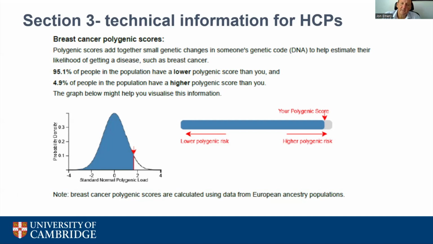It's important to note that the current polygenic scores are calculated on data from European ancestry populations, but this is currently being updated by the CanRisk team to represent a broader range of ancestries. And so that summarises the risk information presented in the CanRisk report.